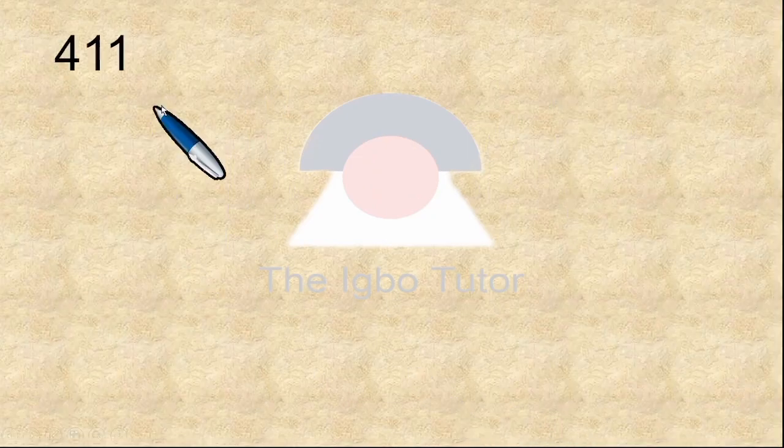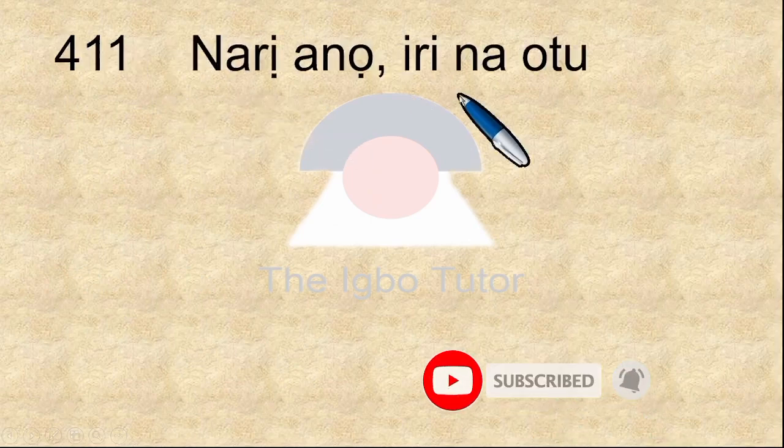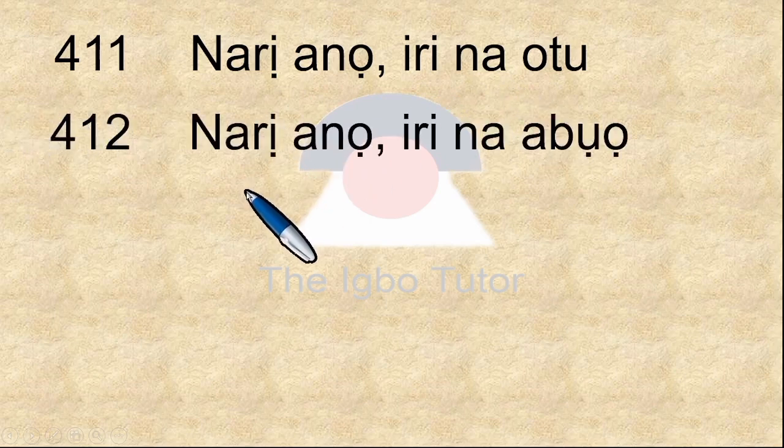We have 411. This means nari ano iri na otu. Pay attention to this. Nari ano, 400. 100 in 4 places. 400. Iri is 10 na otu, which is 10 and 1, 11. 411. We'll move on now to 412.